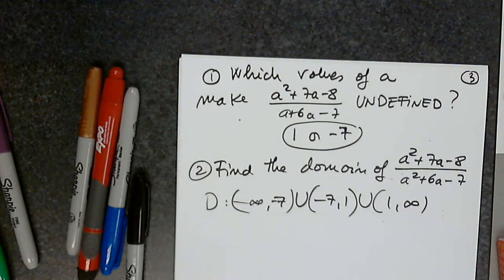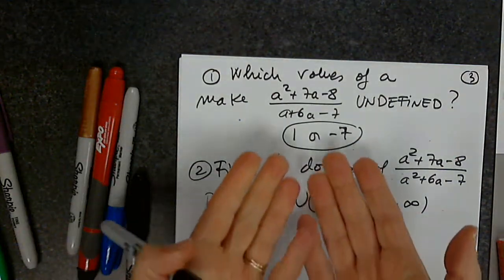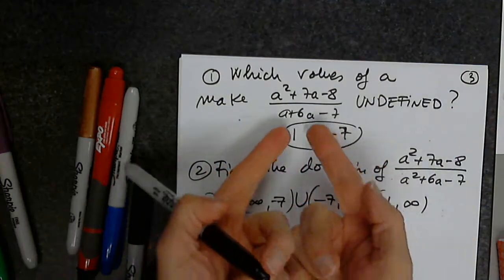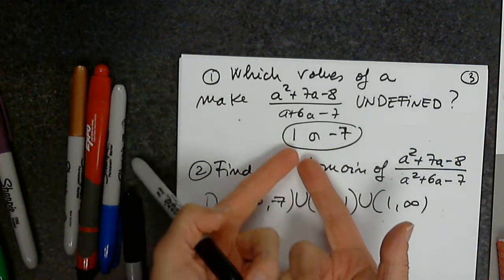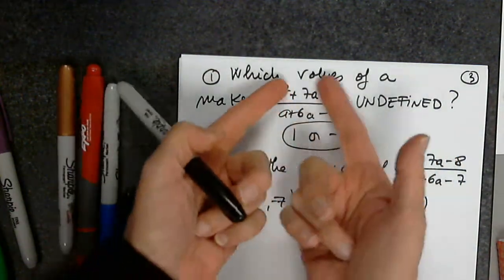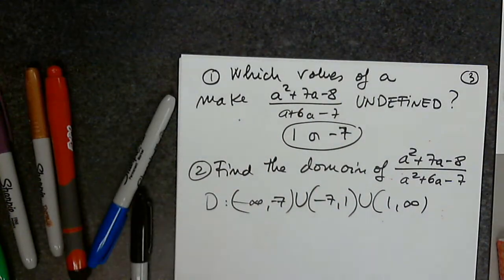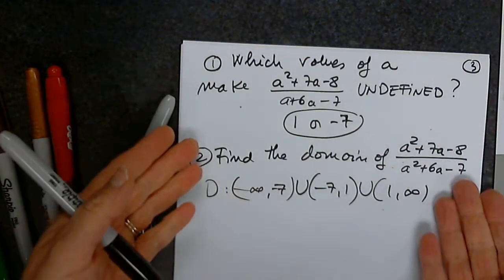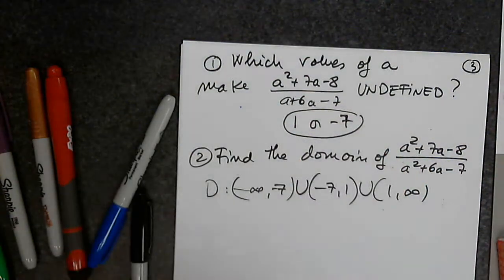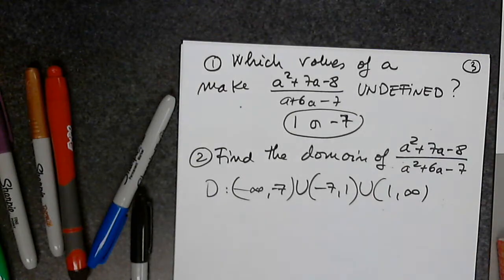Two key concepts moving forward in math. Since these are the numbers that make the expression undefined, then when A is 1, when A is negative 7, this whole thing does not exist. We like to say it's undefined. Here's another concept based on the same thing. Find the domain. Well, if these two make the expression undefined, everything else is allowed.